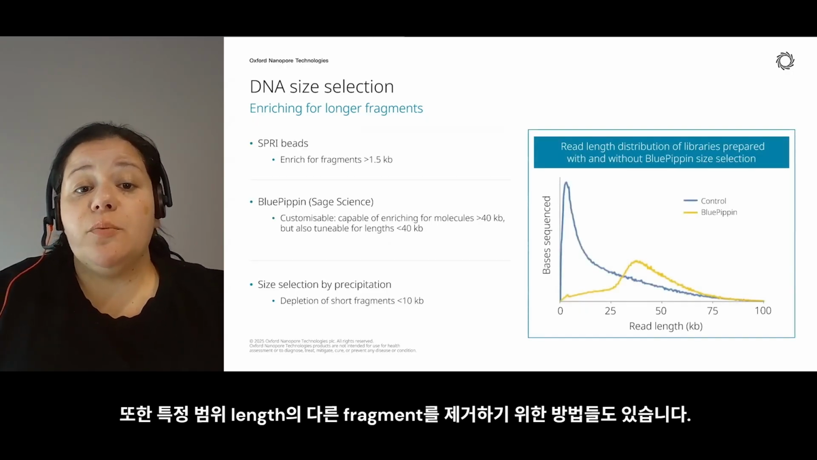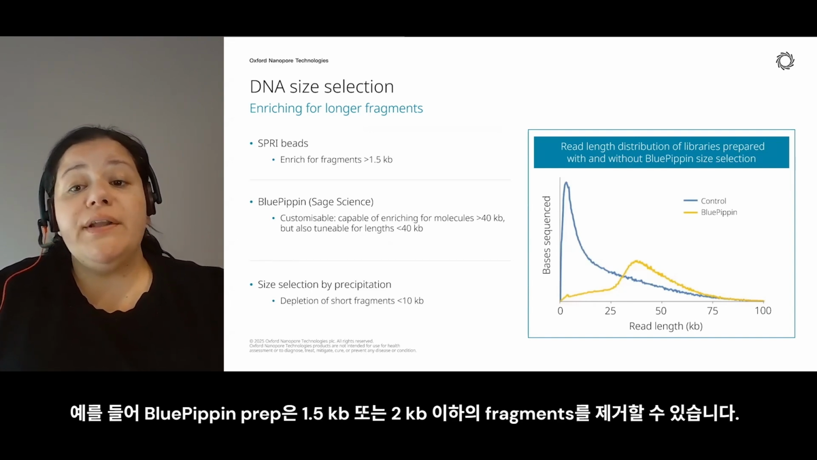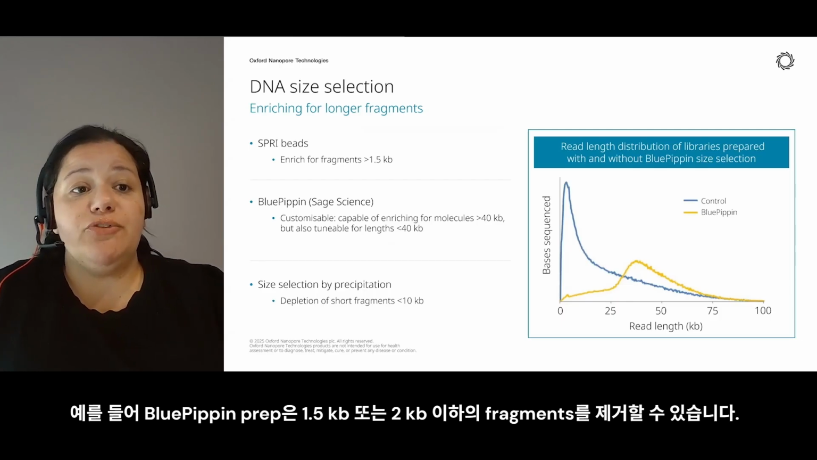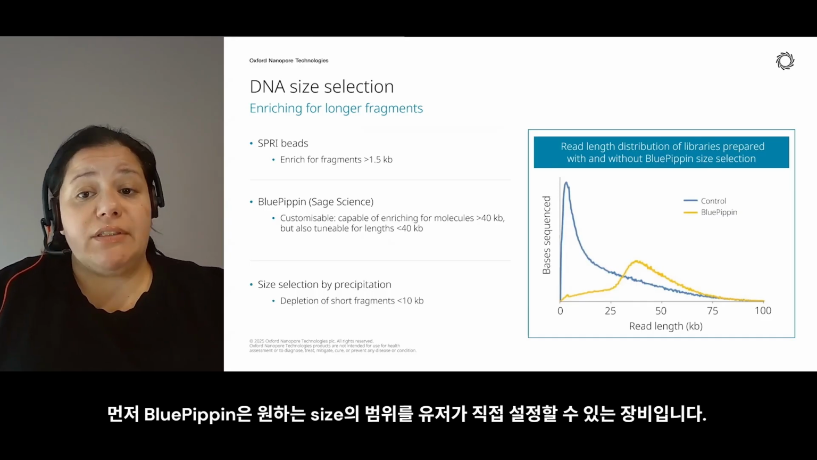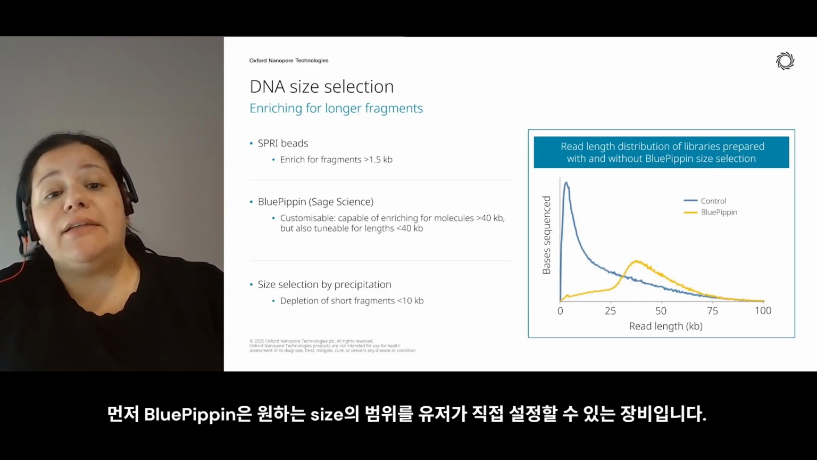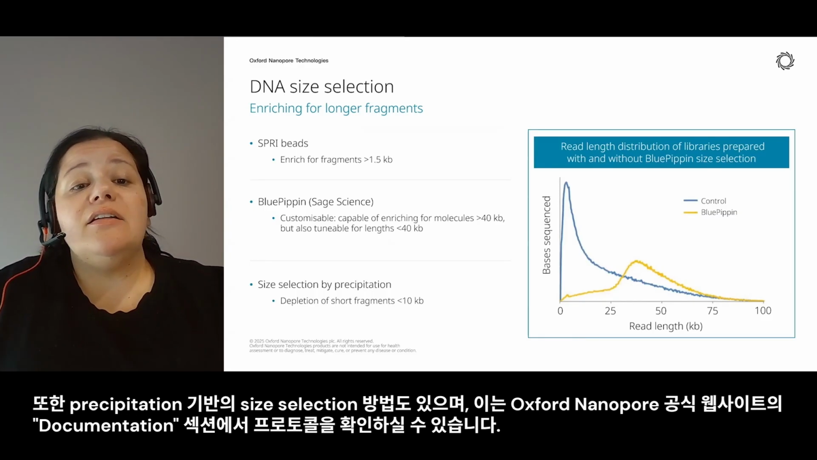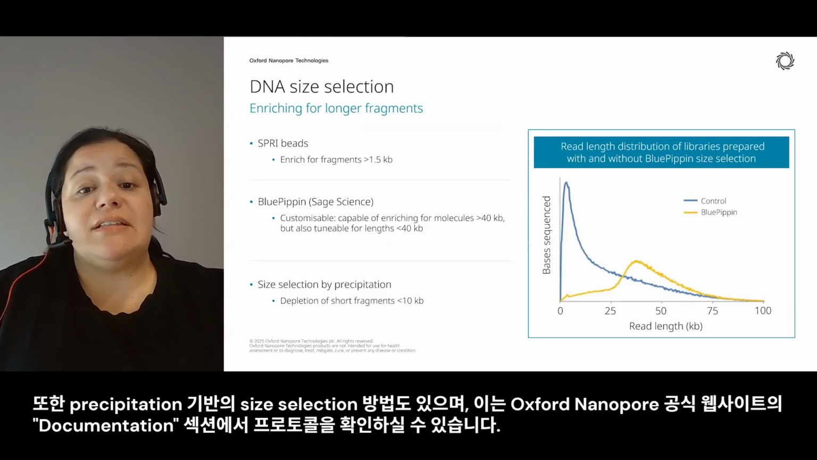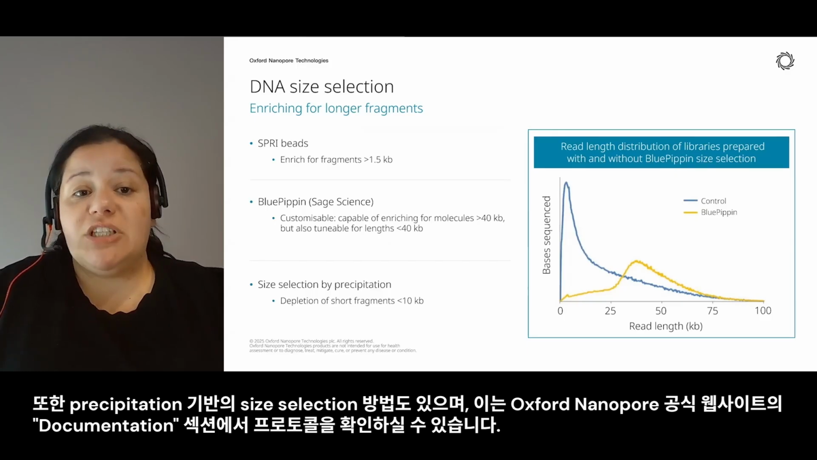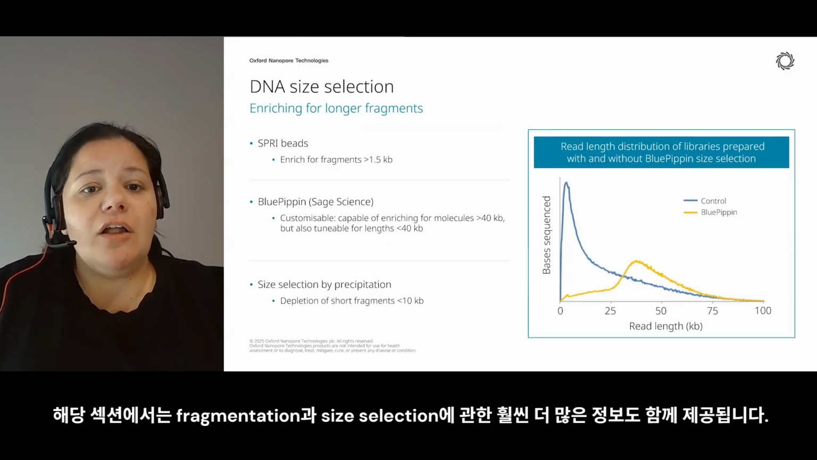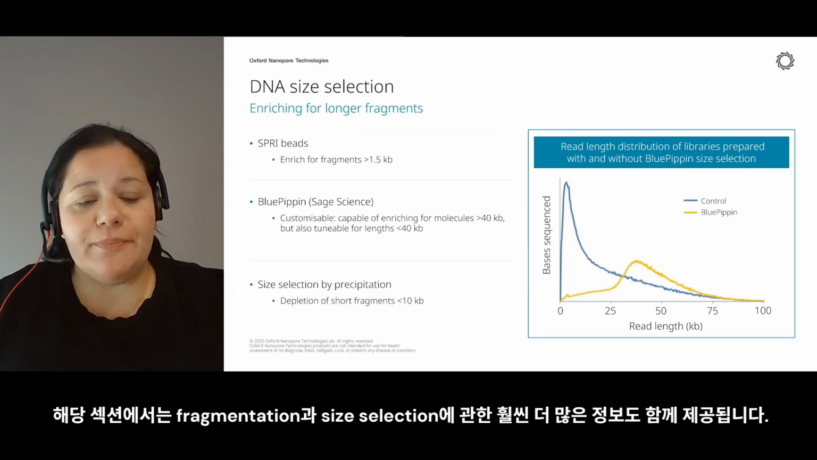There are also other options available for the depletion of different ranges of fragment lengths. One is PIPPIN, which you can use to deplete fragments up to 1.5 or 2 kb. There is also the Blue Pippin, which is customizable, so you can select the fragment lengths you need. And there are also alternative methods such as size selection by precipitation, for which you can find the protocol in the documentation section of our website, along with much more information on fragmentation and size selection.